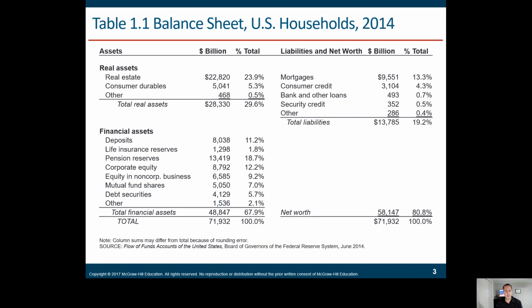This is just a quick example of a balance sheet of the U.S. household. And what they're saying is that 24%-ish of U.S. household worth is real estate, and about half of that real estate appears to be mortgaged. You see that on the right side, where you have the 13% under mortgages, and the real estate's about 23%. So most people own about half of their home.